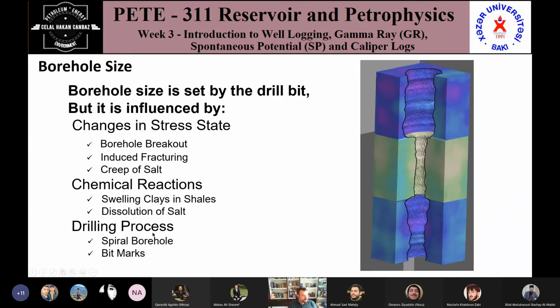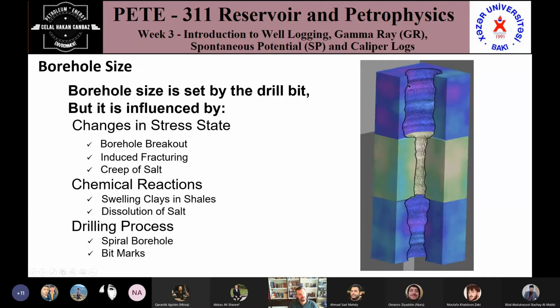So in terms of the drilling process, the spiral borehole and bit marks can be another reason. The spiral borehole, as I mentioned, your bit starts, because of the hardness of the formation, to drill inside parts. Because of that, your borehole size increases, right? And the bit marks, of course, from one bit to another, the operation success can change.